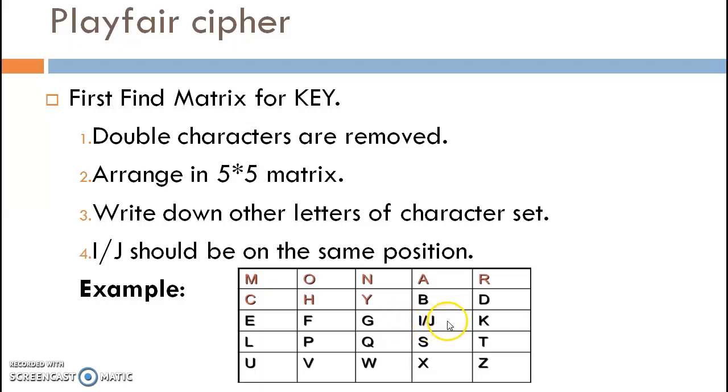Then I with J also, because I and J should be in the same position. Then K, L. M is already there in the key. N is already there, O is already there, then P, Q. R is there, then S, and so on. In that way we put all the letters of the character set up to Z in the 5 by 5 key matrix and first form the key matrix.